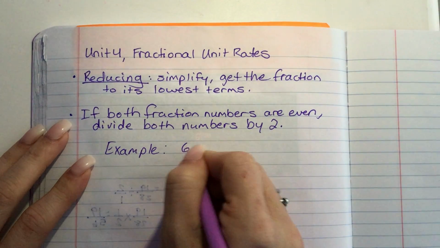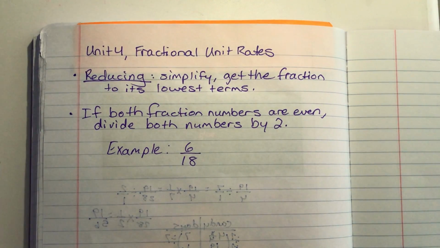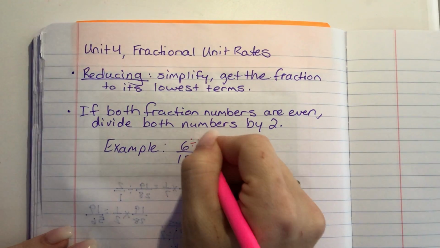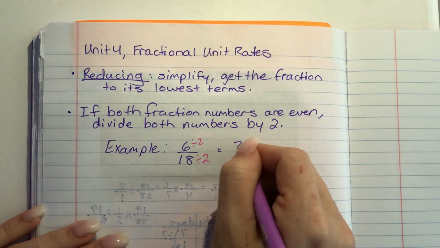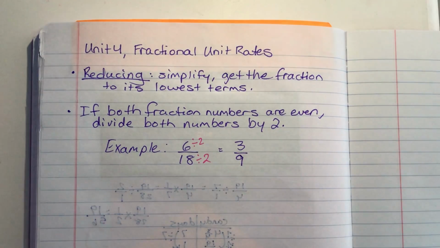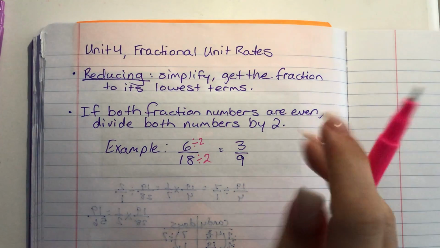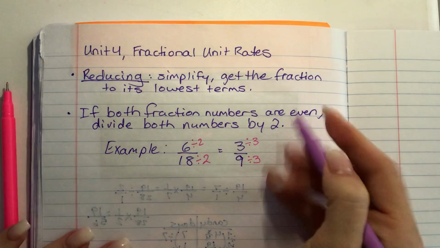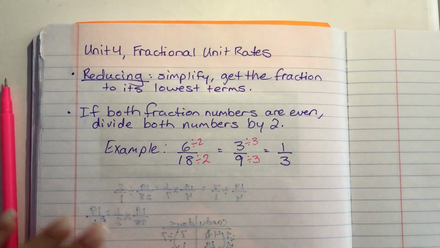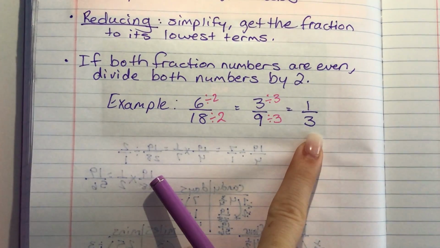For example, if I have 6/18, both of them are even numbers, so I can divide by 2, and that gets simplified down to 3/9. Now, 3 and 9 are not even. I can't use 2 anymore, but is there a number that goes into both 3 and 9? 3. So then I can simplify again, but this time by 3. So now I have 1/3. Nothing goes into both 1 and 3. So that is 6/18 in the lowest terms.